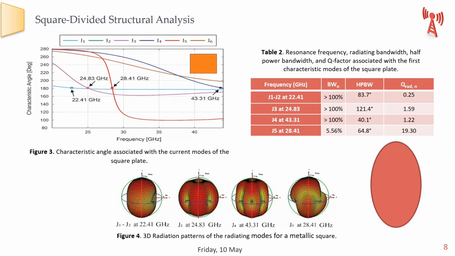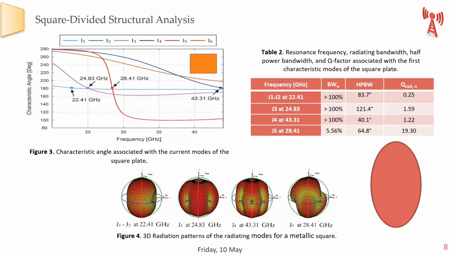The results also show that G5, which resonates at 28.41 GHz, has the highest quality factor of 19.13, indicating that this mode is highly damped and has a large amount of energy stored in the resonant mode. Furthermore, G5 is the only mode with a bandwidth of 5.56, which suggests that it may be suitable for wideband applications due to its high quality factor and wide bandwidth.